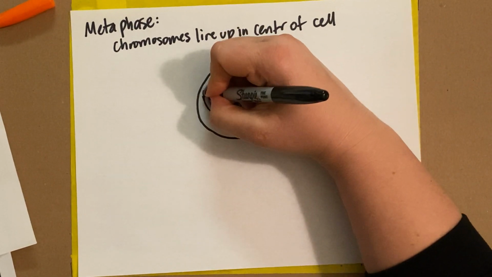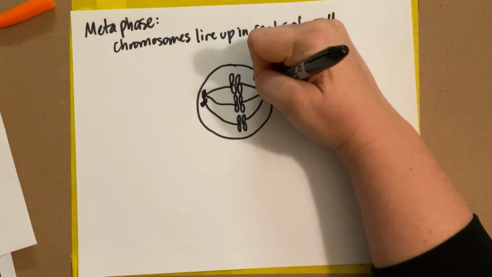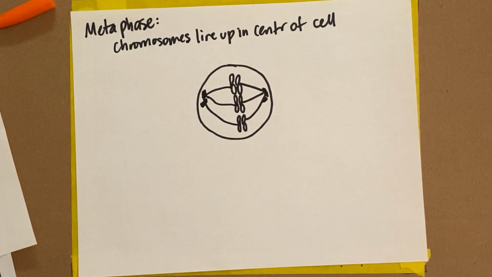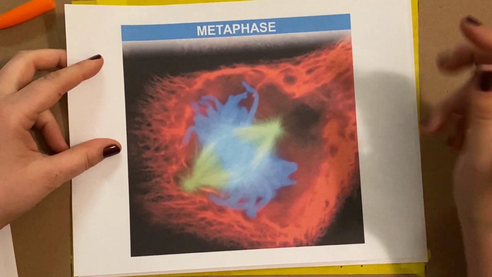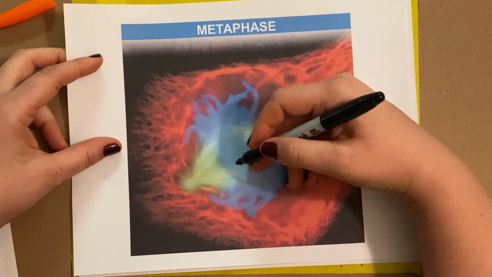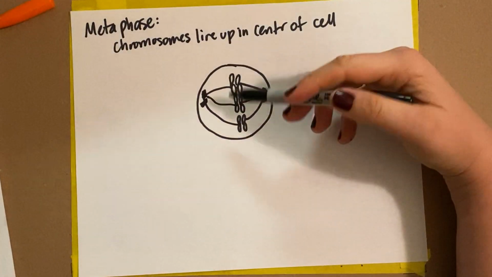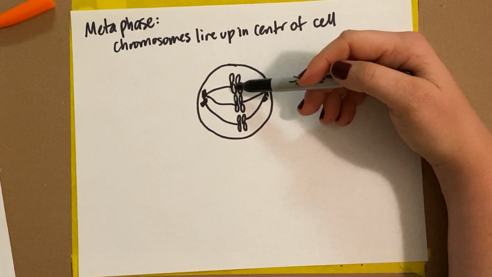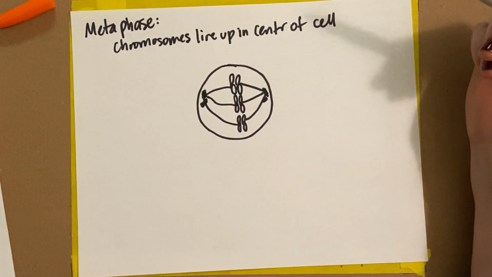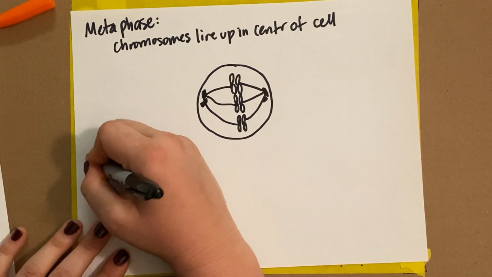We still have those centrosomes over in the corners. Okay, this is what this actually looks like. It's very chaotic. You cannot tell that everything's lined up in the middle because there are a lot of chromosomes. But this is just a very simplified version of what that would look like. So you'd have all of your chromosomes lined up in the middle and they would be ready, okay? Our next step is going to be anaphase.